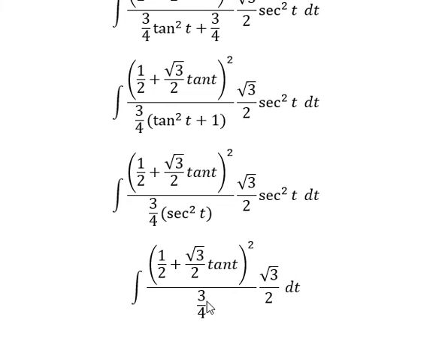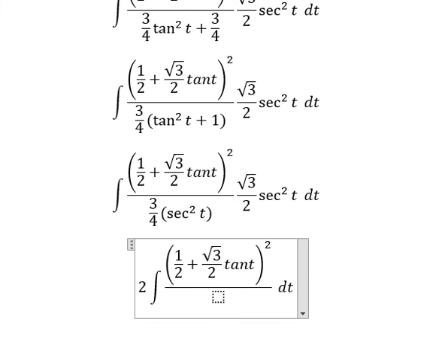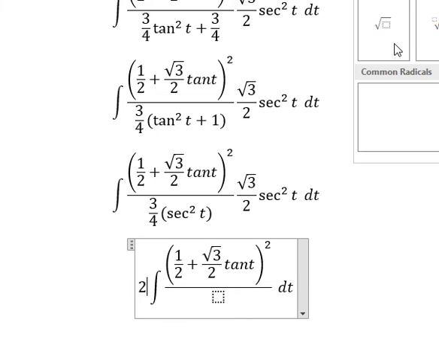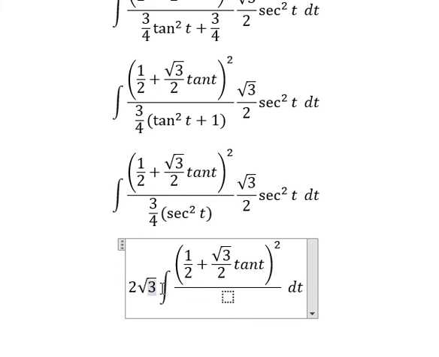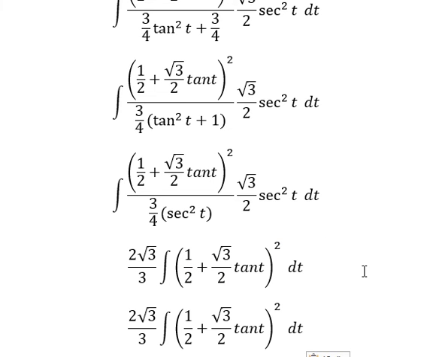This number divided by this number, so we will have about 2 multiplied by the square root of number 3 over 3. And now we have this one left. Now we need to expand this one.